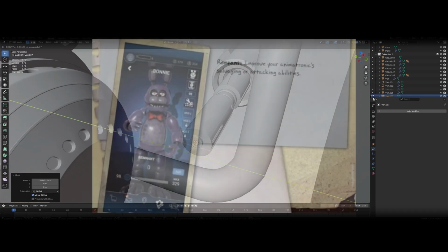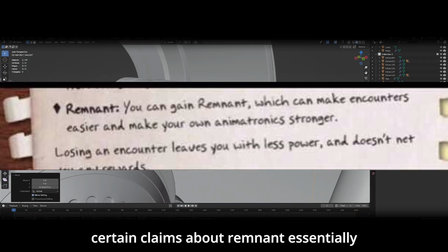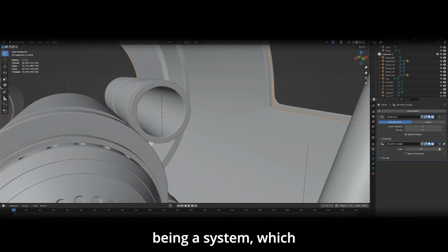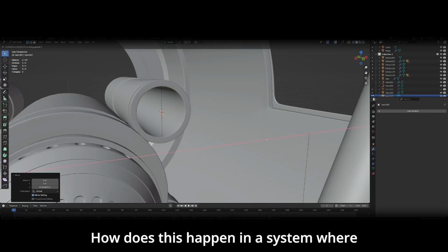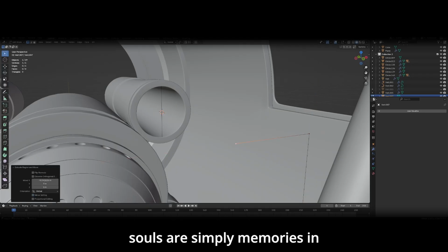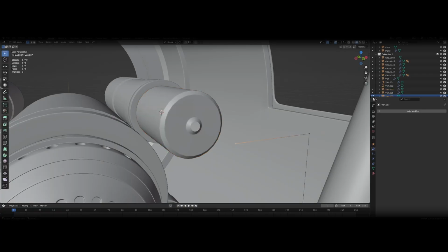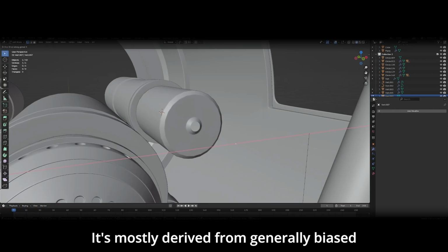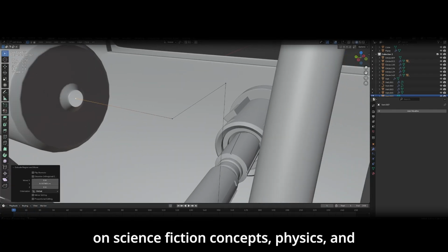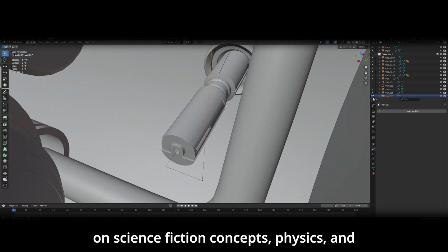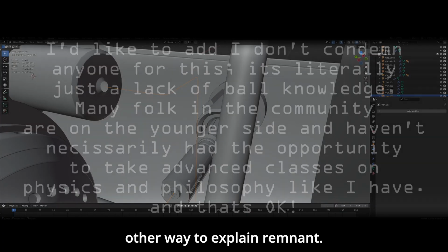Now, I was planning to end the video, but I'm going to take a few more minutes to address certain claims about Remnant essentially being a system, which can also transfer physical power between different vessels. How does this happen in a system where souls are simply memories in the form of electromagnetic signals on the subatomic level infused into metal? I'm not really sure. It's mostly derived from generally biased and uneducated folk who lack the formal education on science fiction concepts, physics, and philosophical concepts, who come up with these ideas as they don't really have any other way to explain Remnant.